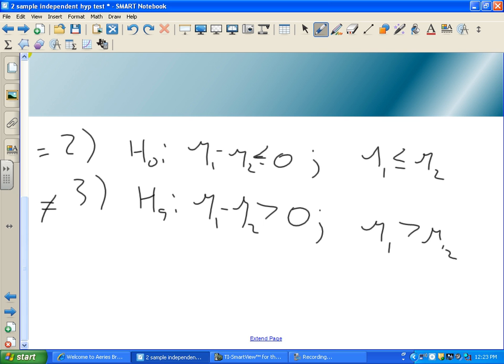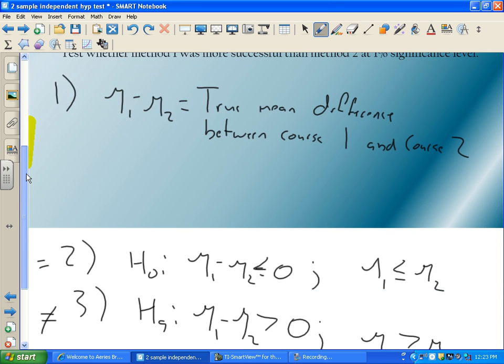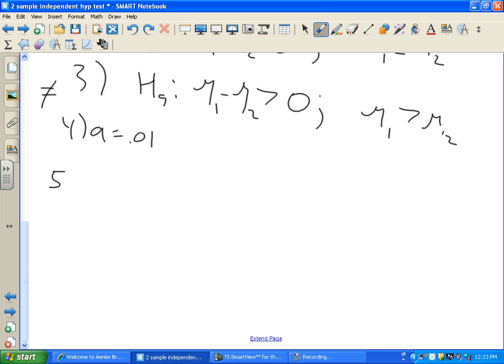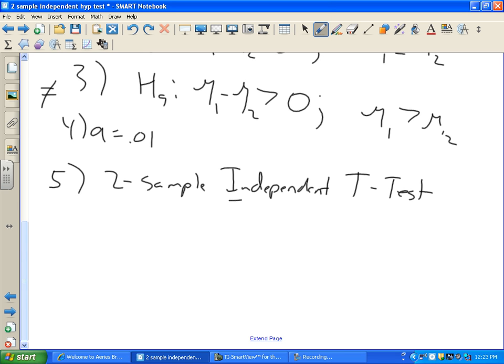All right. What significance level did it ask us to test it at? 1%. So 1% is alpha equal to what? 0.01. That's step 4. That's the easy one. Step 5. And you guys are a lot better at this than you used to be, which is good. Identify the test. This is a 2-sample independent t-test. We've got to really key on independent today. Need to key on the independent because tomorrow will be dependent, which is a matched or paired test, and it's different. All right?